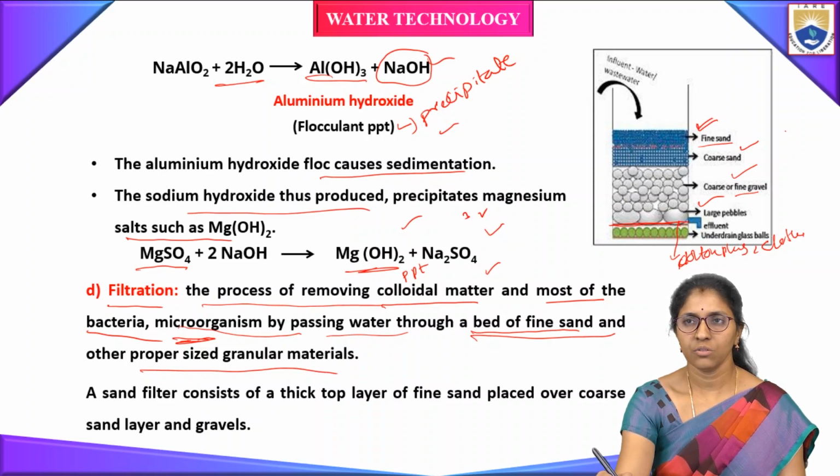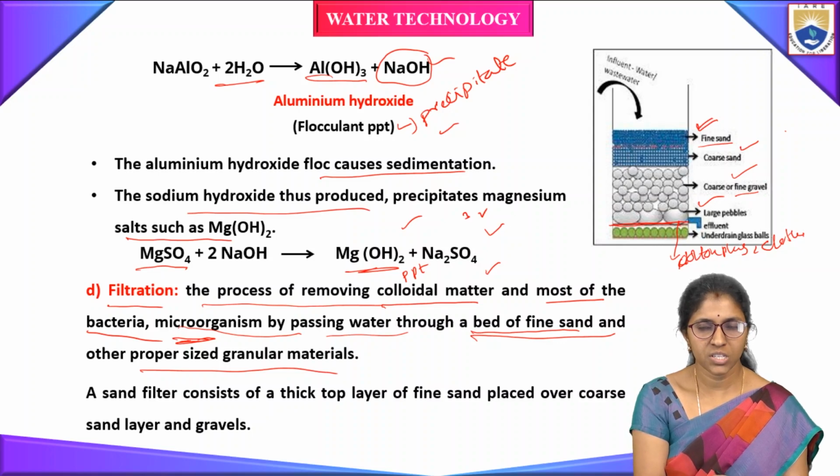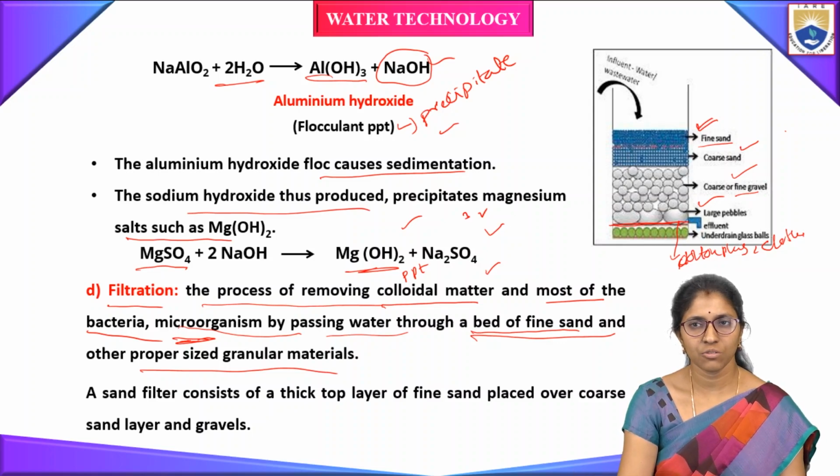So first we have to take fine sand. This is placed over a coarse sand. Next, coarse sand. This coarse sand is placed over a gravel. So this gravel is placed over large pebbles. So this is the filter. This filter is used for the filtration of water to remove the colloidal matter and most of the microorganisms.